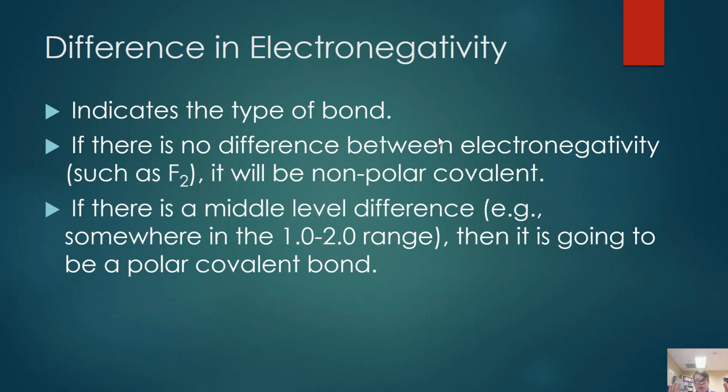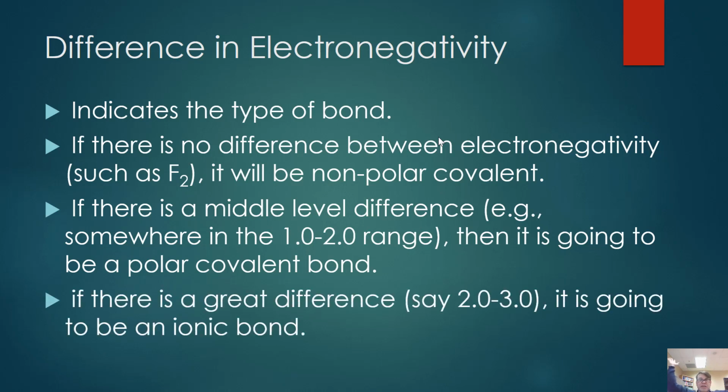Then there's the middle ground, this polar covalent ground, where it's in the Pauling 1 to 2 range, a middle level difference between one atom and the other atom. So like hydrogen fluoride or hydrogen chloride, there's going to be a middle range difference. Now, of course, if it has a great difference, say from 2 to 3 on the Pauling scale, then it's going to be an ionic bond.